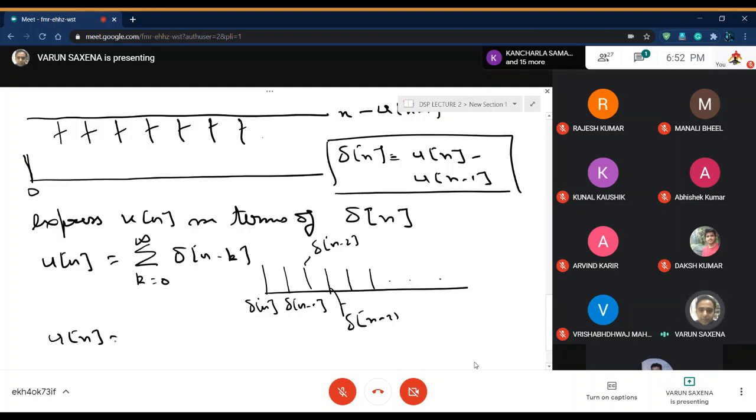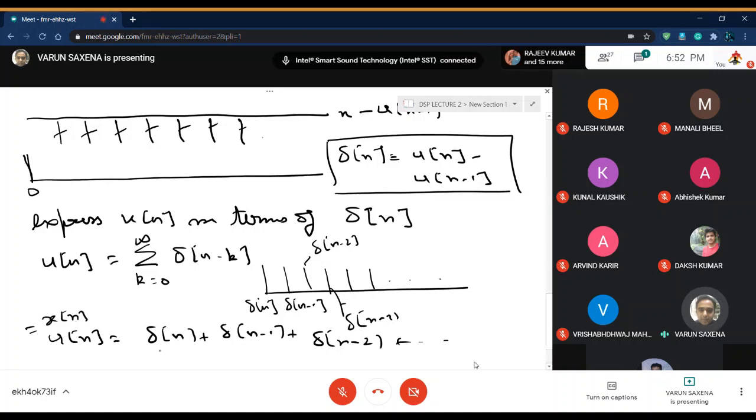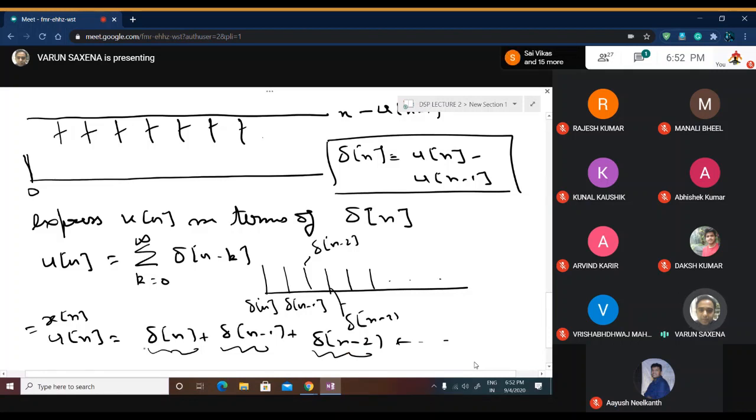This is delta n plus delta n minus 1 plus delta n minus 2, and so on. If you look at this expression, if I consider this as some x n u n, then even u n, which is one of the elementary signals, is also written as a weighted sum of an impulse train, except that the weight over here everywhere is 1. So if you can write u n as a weighted sum of an impulse train, you can write anything.